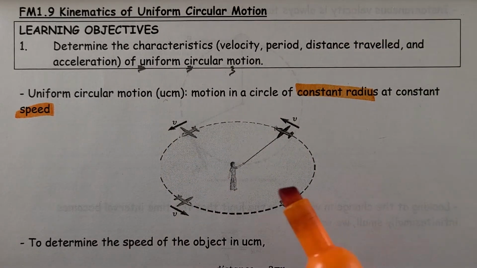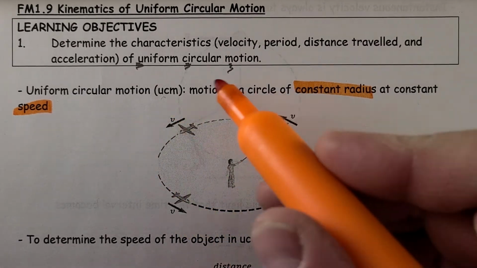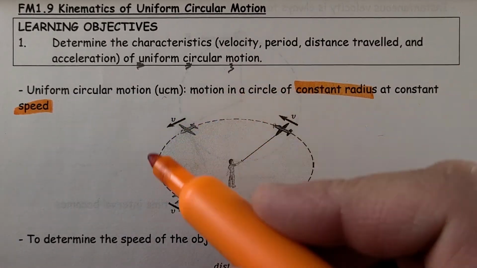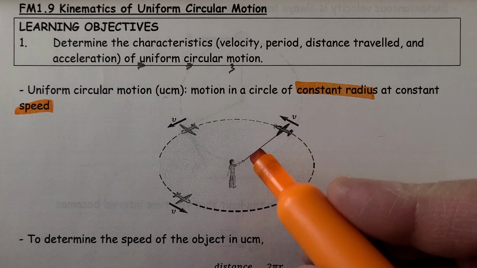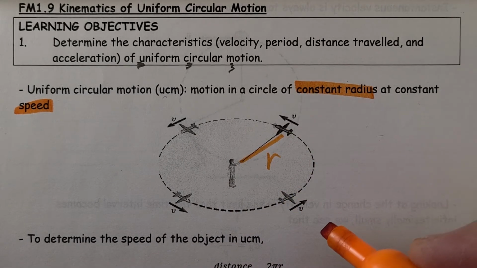Now, as we'll notice, there will be a difference here between velocity and speed, but if we're going around at so many meters per second, that is the part that's staying constant. And of course, the radius is staying constant as well.